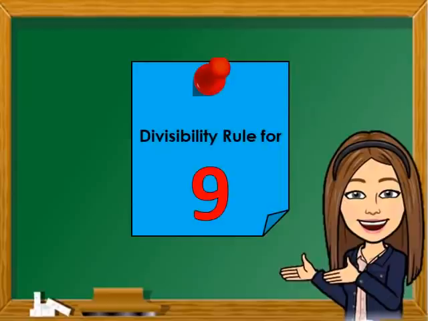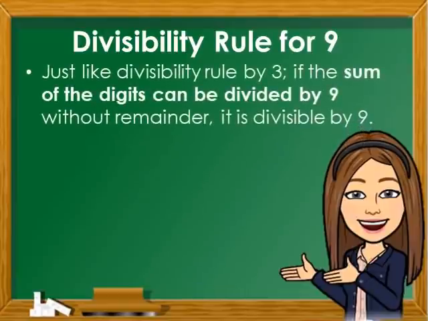Next is the divisibility rule for 9, which states that, just like the divisibility rule for 3, if the sum of the digits can be divided by 9 without remainder, it is divisible by 9. Let's have an example.